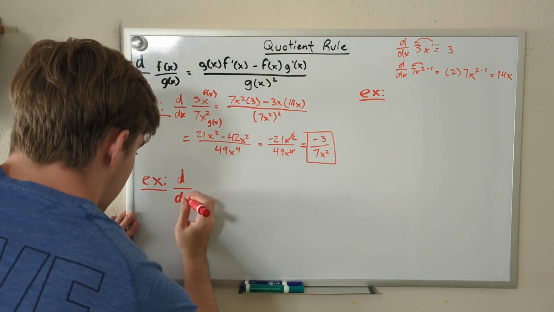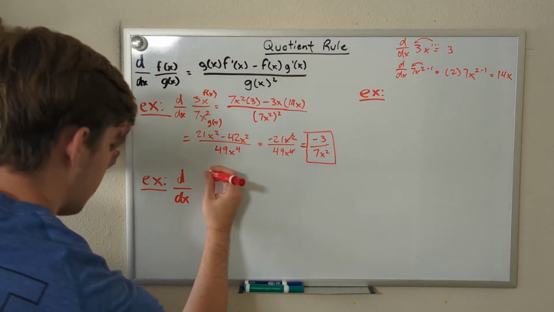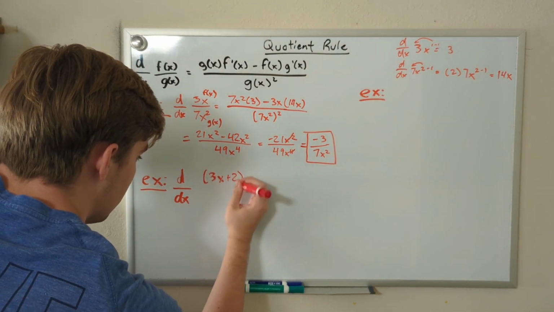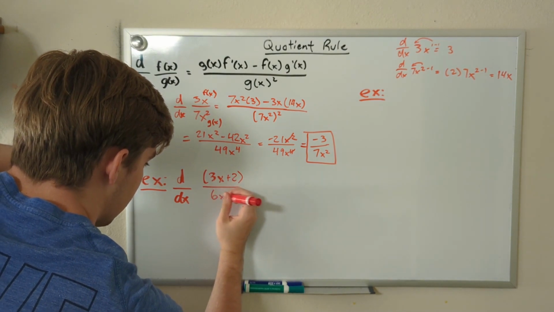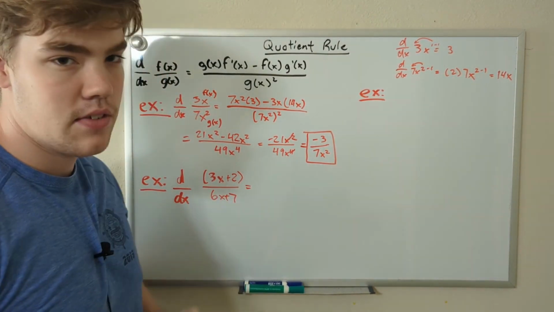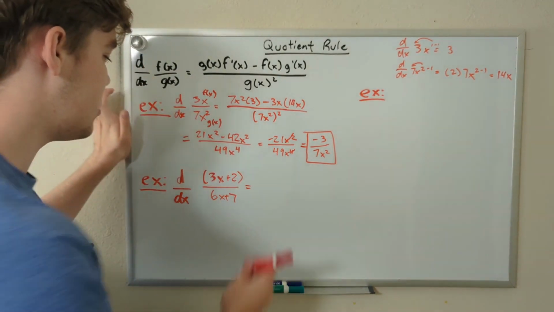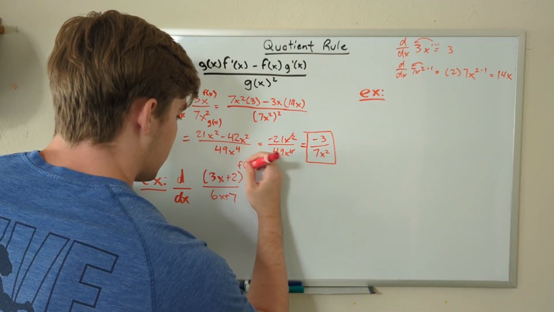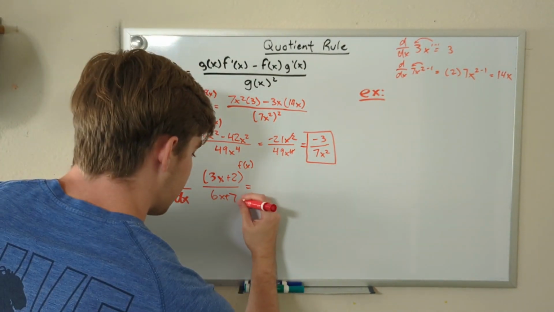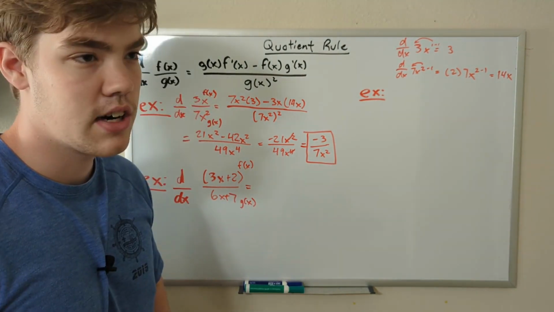In our second example, we want to find the derivative of 3x plus 2, divided by 6x plus 7. Once again, let's establish which one of these is f of x and which one is g of x. The numerator is always f of x. So 3x plus 2 is f of x, and 6x plus 7, the denominator, is g of x. Let's solve our equation from here.